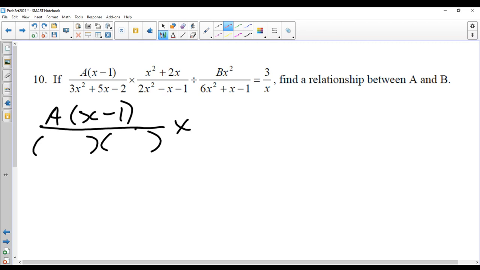That doesn't sound right, but I'm going to write it down anyway. 3x plus 6, and what's the other one? 3x minus 1. Okay, here's the problem though, Che. This and this don't multiply to give us the minus 2 on the end. So that's not going to work. All right, let me hear what Abel has. Yes, Abel.